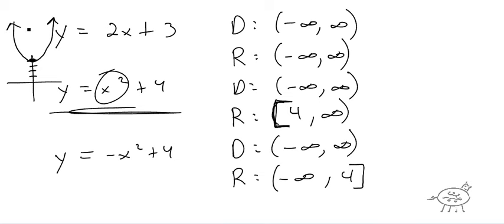Okay? Pretty mellow. And the same thing for this next equation, except this one is just going to go down from the same spot. It went down. So that one's negative infinity up to 4. All right, that's pretty mellow.